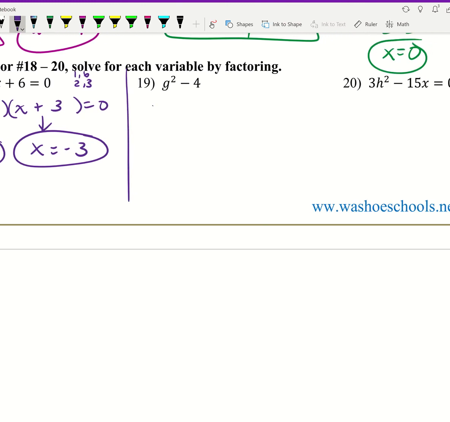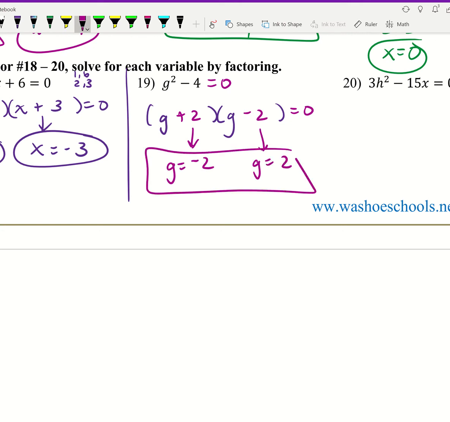Number 19, this would be g. Oops, we've got a little typo here. This needs to equal 0. All right, so this would be G plus 2, G minus 2. So G would equal negative 2 and G would equal positive 2. Notice the sign changes here.